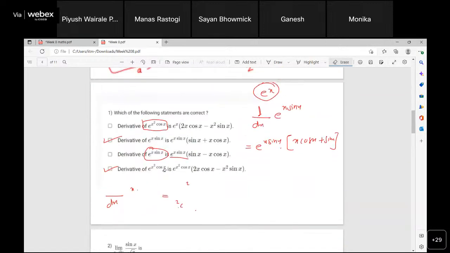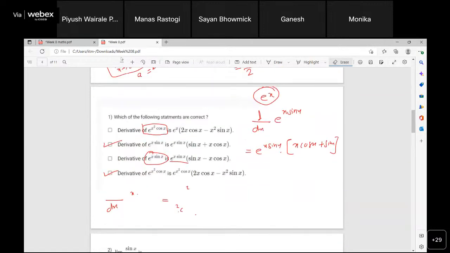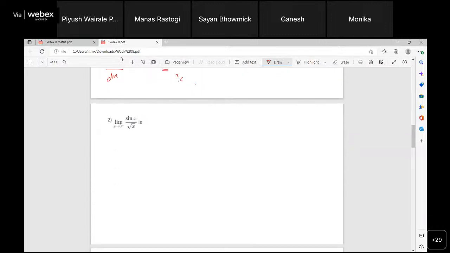Okay, so this question is clear, right? How to evaluate the derivative of this expression using the composite rule and the chain rule. Very simple. Now try to apply L'Hospital's rule here. First check whether we can apply it or not. We can say it is 0 by 0 form, so we can apply it. So what is the derivative of sin x?